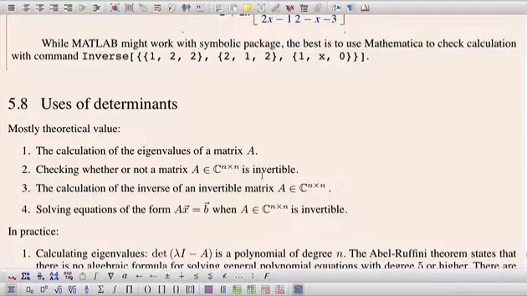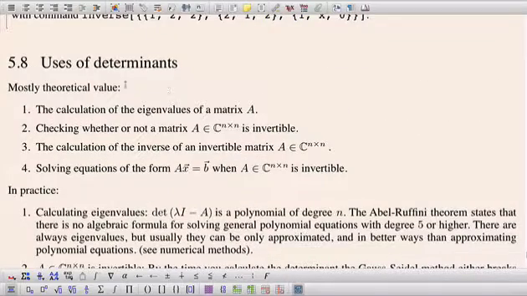Section 5.8, basically this is just a summary of how useful determinants are, at least theoretically. So we can calculate the eigenvalues of a matrix A using this determinant. We can check whether or not a matrix is invertible. We can calculate the inverse of an invertible matrix. And we can even solve equations Ax equals b if A is invertible.